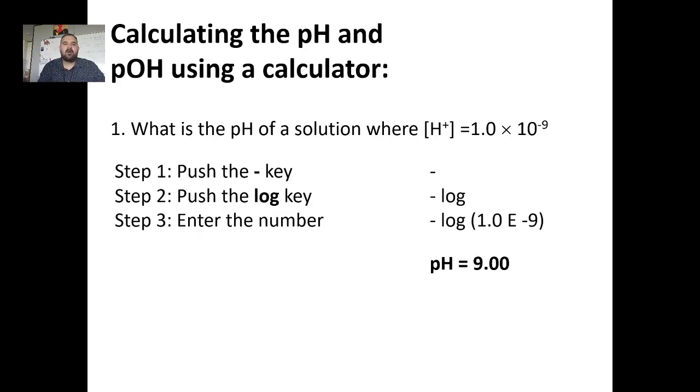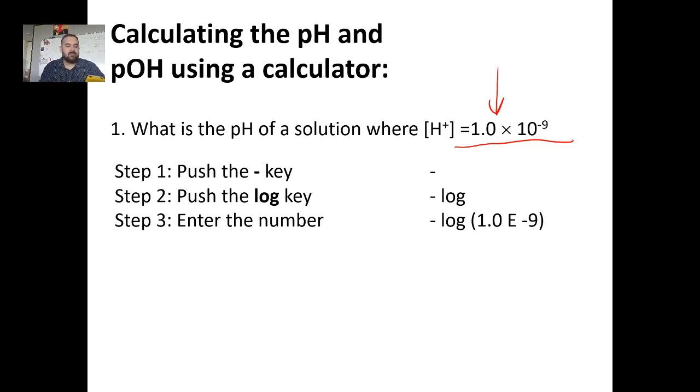All right, so let's go ahead and work these out. Everybody grab a calculator. It says, what is the pH of a solution where your H plus concentration is 1.0 times 10 to the minus 9? First, let me start by saying this is really, really easy math. But if I lose you right now, you're going to be lost for a long time. So please, everybody grab your calculator. Let's do this together.